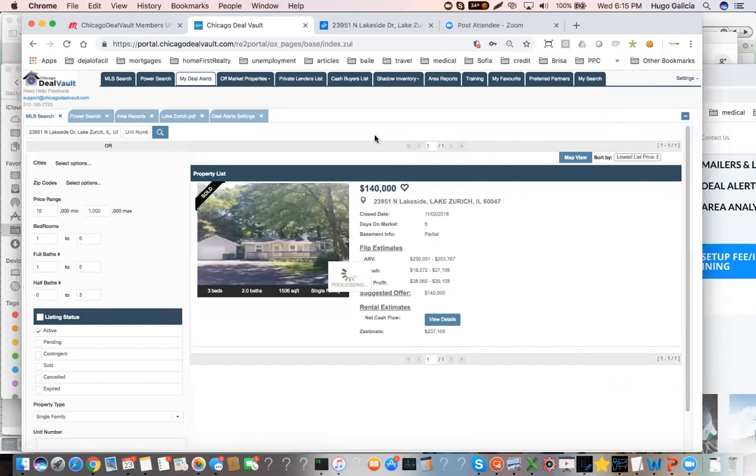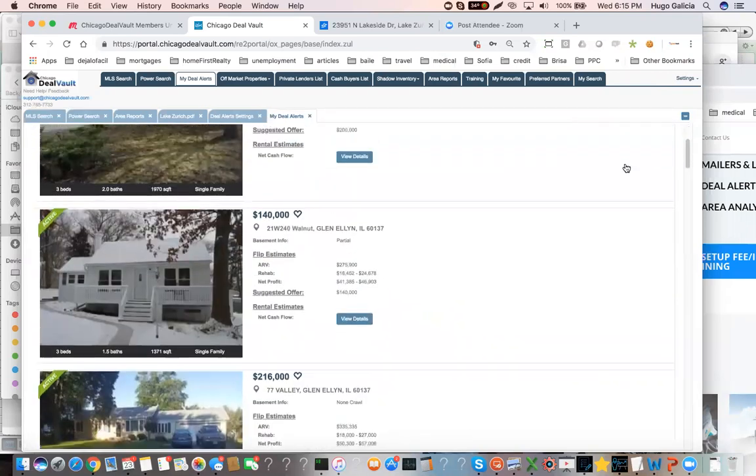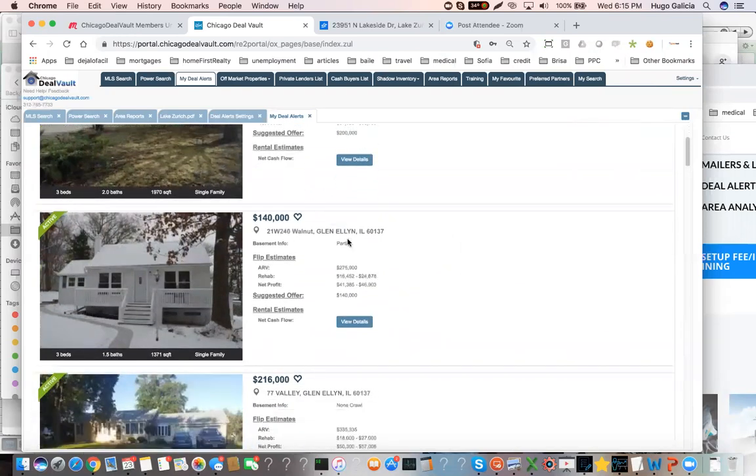If you look at your deal alerts in here, you can filter these properties by hot deals, okay? So that's the default. What that means, friends, is, for instance, let me give an example. This property in Glen Ellen is listed for $140,000, but the potential ARV on this property is $275,000. Glen Ellen is an upscale area, it's an A area.